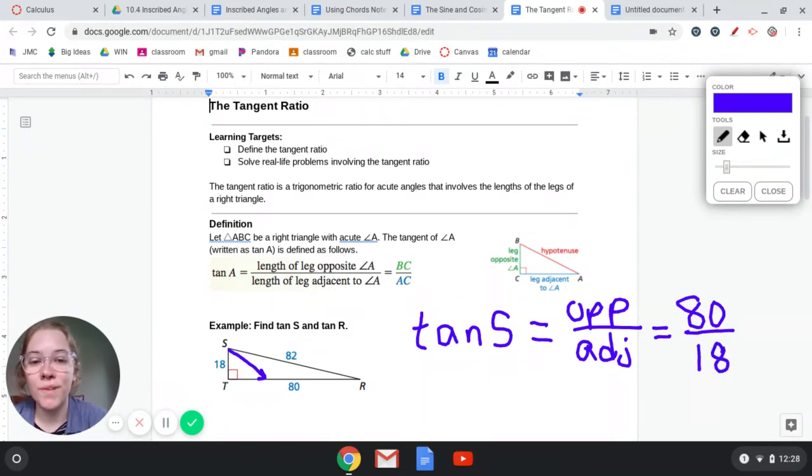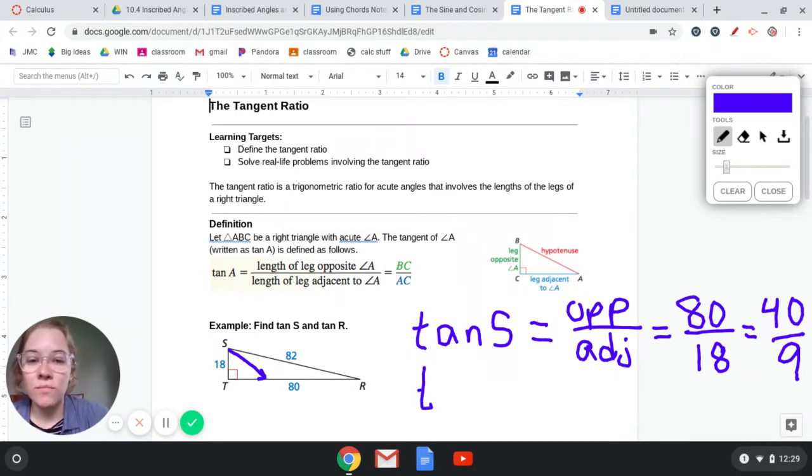And that's the trig ratio. So tangent of S equals 80 over 18, which you can simplify by dividing each side by 2, so 40 over 9. And that's tangent of S.